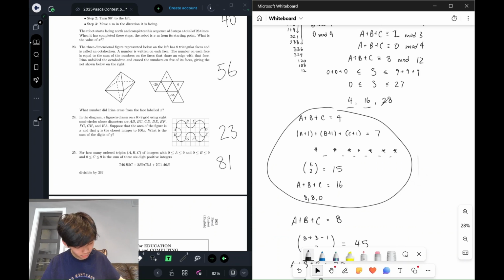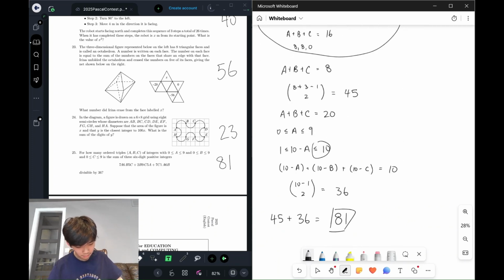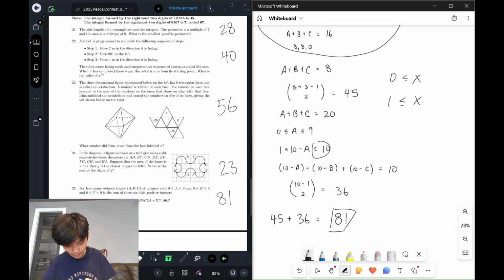But yeah, after that we can use stars and bars. Now make sure that you are careful between the 0 less than x and 1 less than x case on stars and bars. But other than that, we get the final answer of 81.